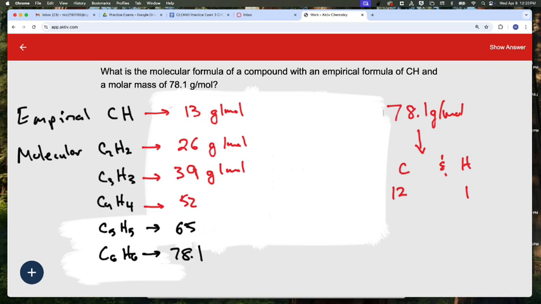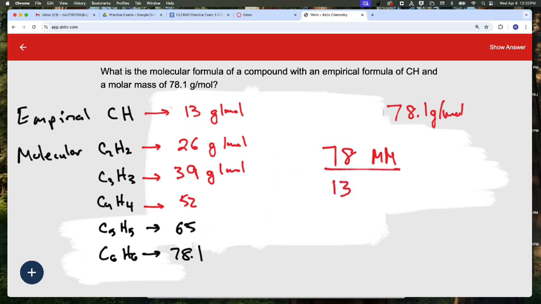Okay. The more elegant fashion, if we know the final mass is 78, for our molecular, we'll call that our molecular mass. What happens if we divide by 13? Well, what was the 13? The empirical mass. If we do that division, what we're going to get is the ratio that we scaled it up by. 78 divided by 13 is 6. By doing that one calculation, I now know my answer is C6H6.